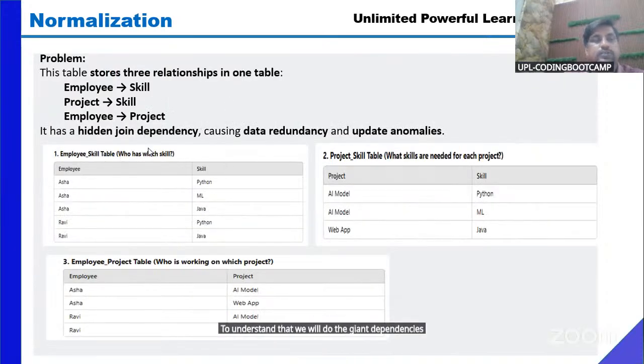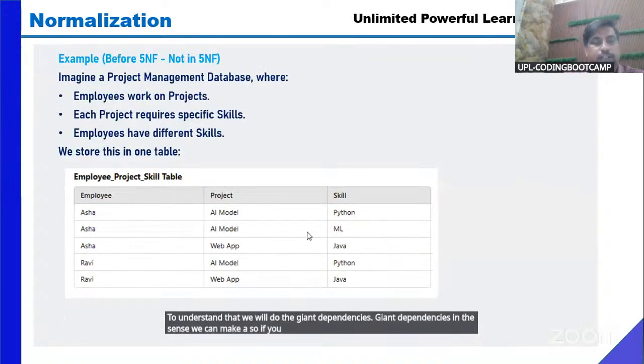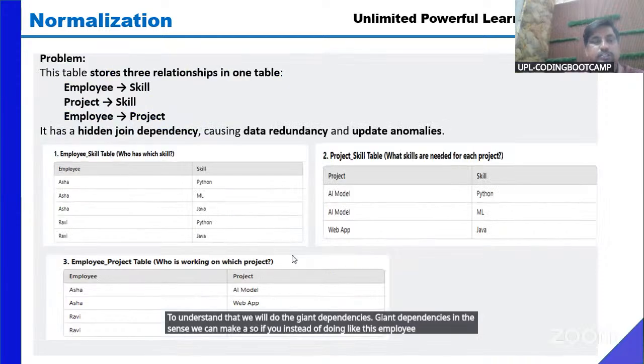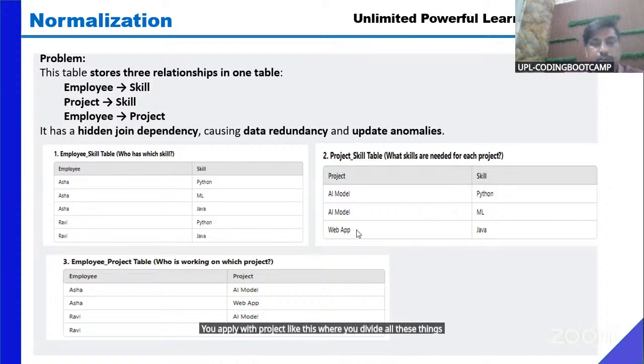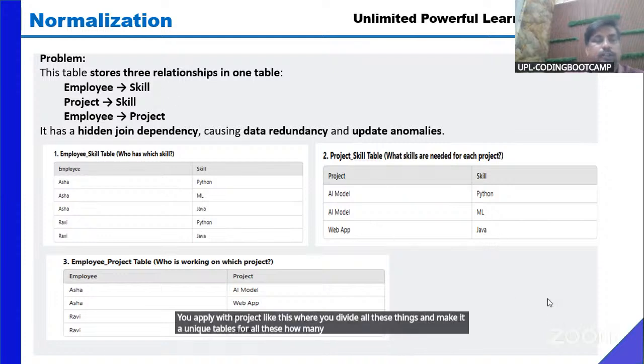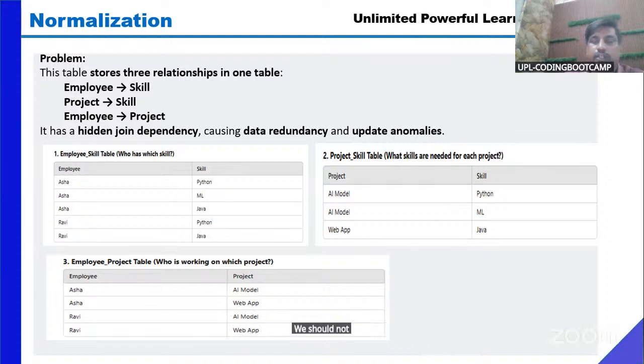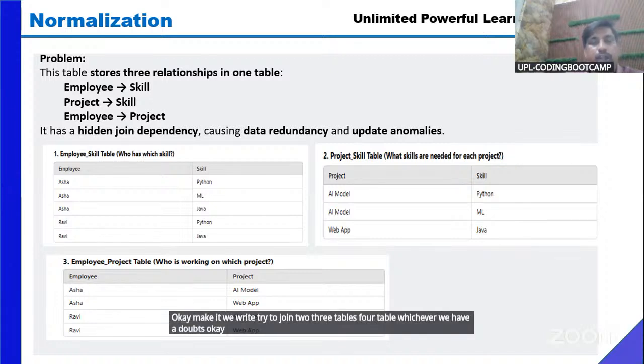So instead of keeping employee, project, skill all together, we divide into employee with skill, project with skill, and employee with project. We make unique tables for all of these, hoping that when you write join queries, we should not get extra records. So once we write it, we try to join 2 or 3 tables, or 4 tables, whichever we have doubts about, and validate whether it is giving extra records or not. Something like that we will verify.